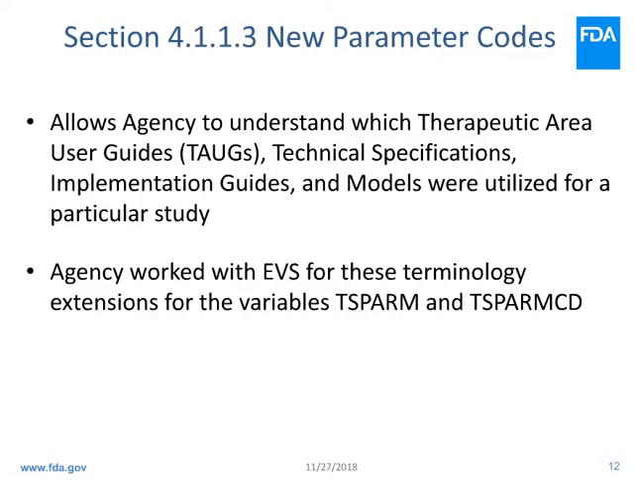So we've cleared all of the appendices. We'll go on to some other new sections that we have in the TCG. In section 4.1.1.3, we list some new parameter codes. These parameter codes allow the agency to understand which therapeutic area user guides, otherwise known as TAUGs, technical specifications, implementation guides, and models were utilized for a particular study. The agency worked with EVS for these terminology extensions for the variables TSPARM and TSPARMCD, and a complete table of each of these variables with examples is in section 4.1.1.3.